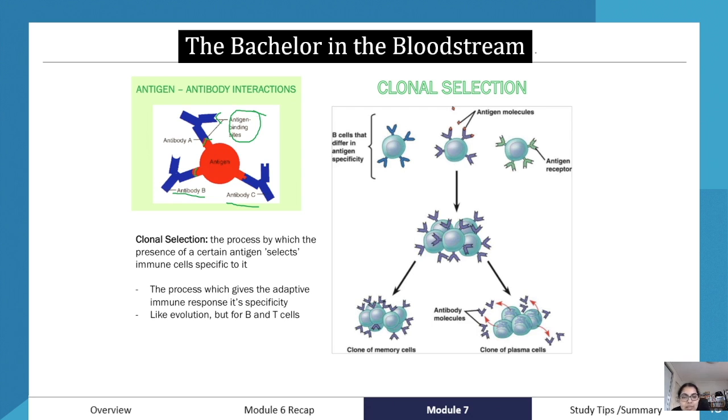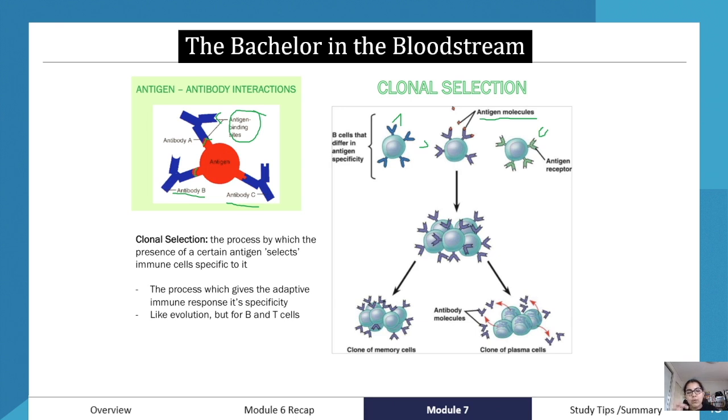So what happens is that we've got the antigen molecules. These are the antigen molecules, and the B cells that differ in antigen specificity. They all have different shapes, as you can see here. This one has a triangle. This one has a triangle poking upwards. This is a V shape here, and this one is a U shape. So they're all different antigen receptors. Sorry, these are all different antibodies.